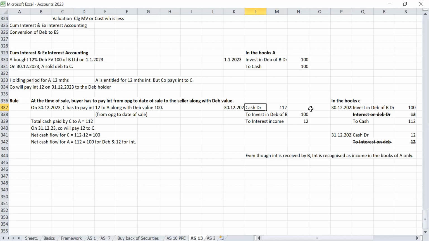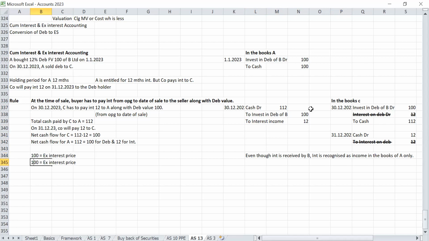So, in this case, you are paying 112, but actual value of debenture is 100 only. Correct? So, we will call here the price 100 rupees value as X interest price. X interest price means what? Excluding interest, you have to pay 100 for debentures.